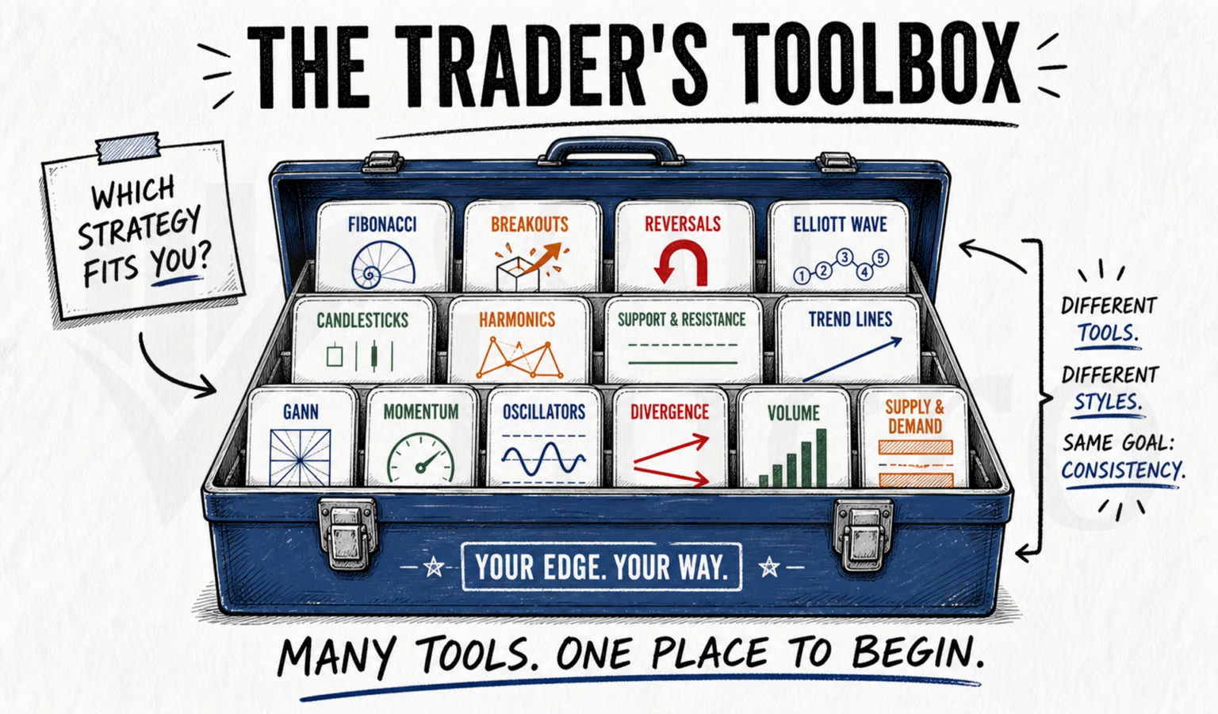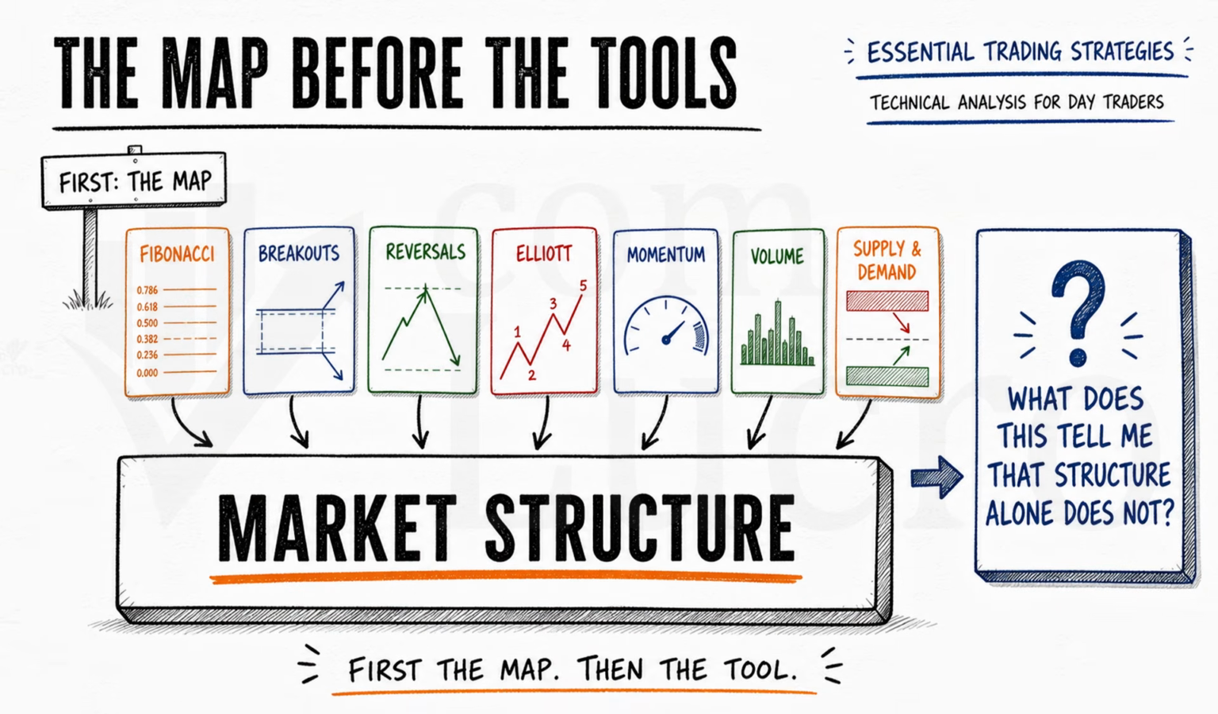Today, we put all of them in front of you, so you can see what each one does, and start recognizing which ones fit the way you like to trade. So that is the order today. First, the map, then every strategy on top of it, and for each one, the same simple question. What does this tell me that structure alone does not?